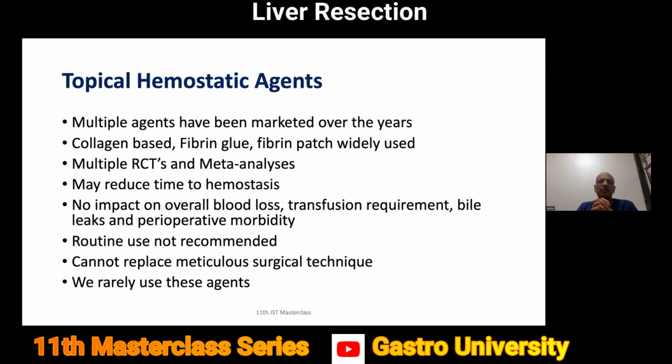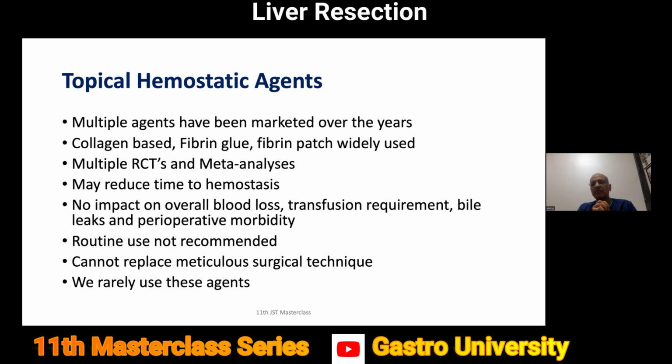Don't panic. Go around it, loop it, and apply the clip. So, just a word about topical hemostatic agents. Multiple agents have been marketed over the years. They can be broadly divided into collagen-based and fibrin-based. However, multiple RCTs and meta-analyses published in the last two decades or so have all shown that they may reduce the time to hemostasis, but they have no impact on overall blood loss, the transfusion requirement, bile leaks or perioperative morbidity. So routine use is not recommended.